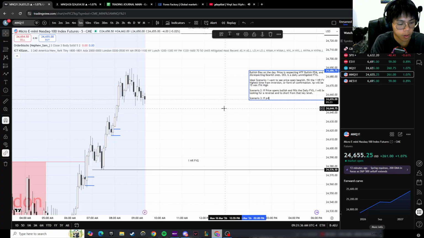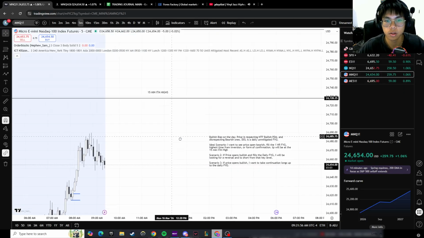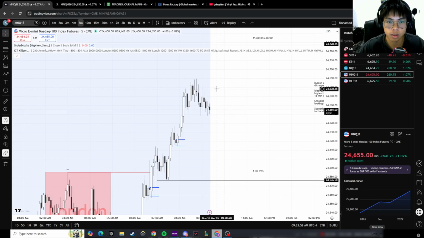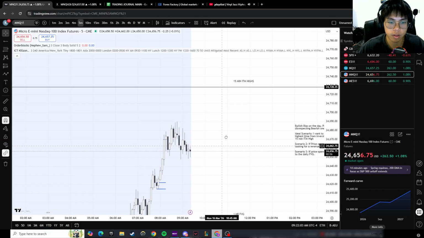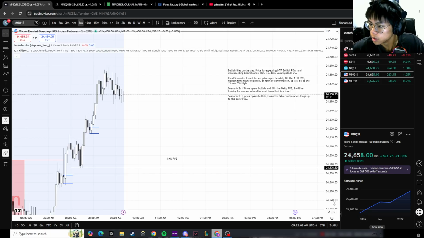If price opens bullish, I want to take continuation longs up to the daily FVG. So let's say price does something like this. I'm going to see this go back a little bit. We don't have to reach this, but back a little bit, and then from there. Anyways, that is the bias for the day.